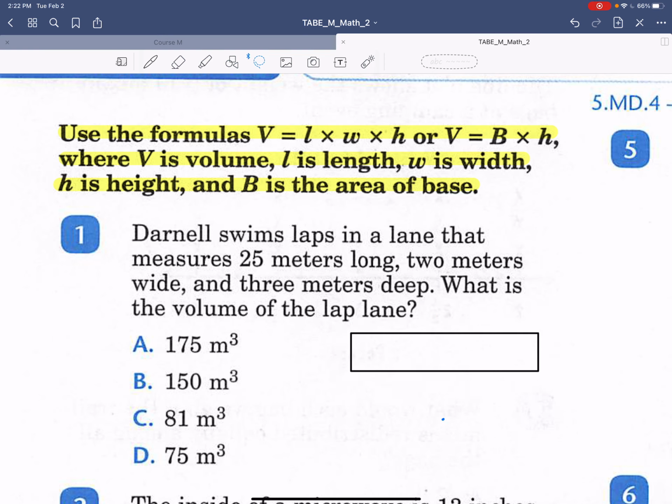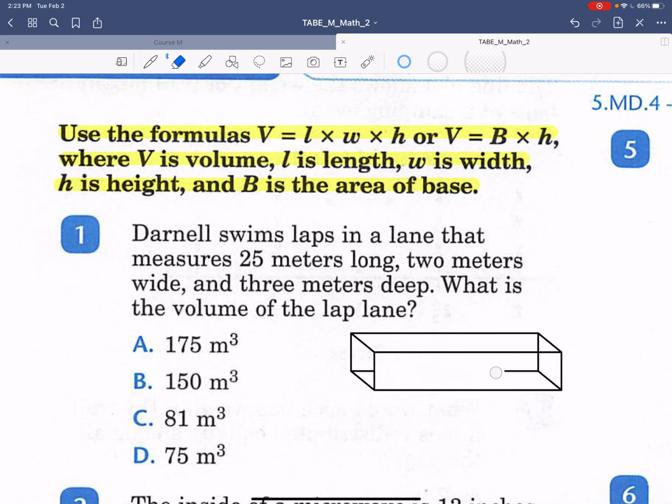Let me copy that and paste it in here. And then we connect the vertices, the corners. So this is the lane in which he is swimming. And I'm going to take out some of this for you so that your eye can discern a little bit clearer what we're looking at. So this swim lane is full of water, and it's 25 meters long, 2 meters wide, and 3 meters deep.